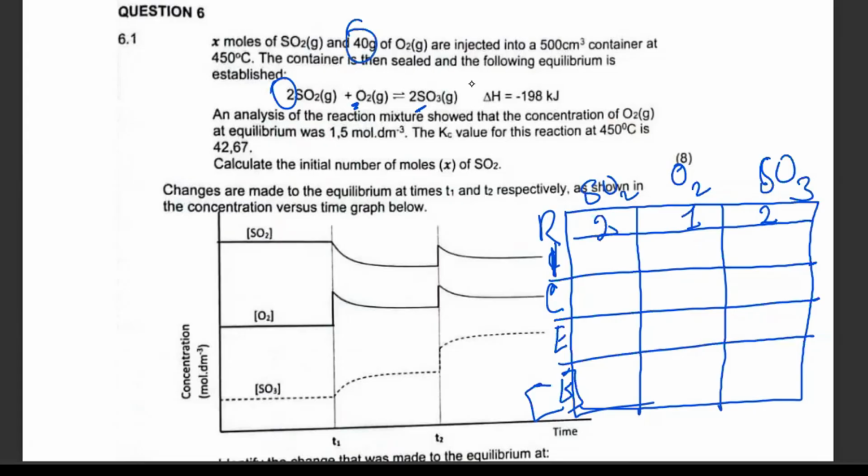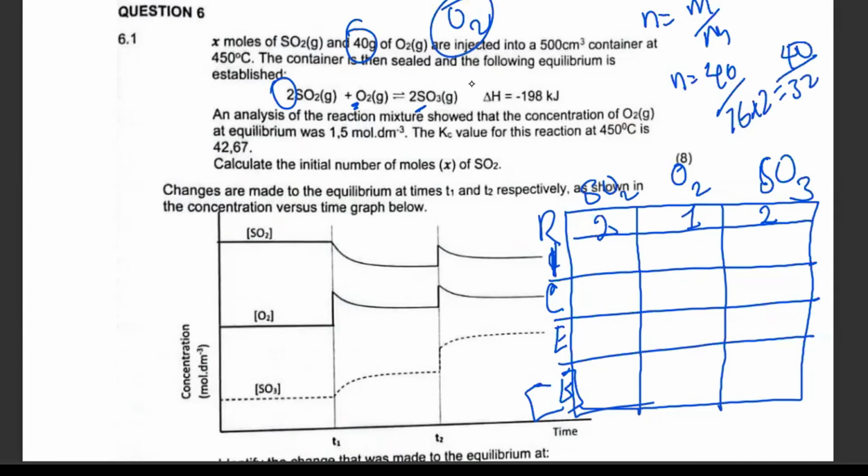Therefore, I'm going to say that number of moles is equal to mass over molar mass, whereby the number of moles of oxygen is going to be 40 out of 16 times 2, because oxygen is a diatomic molecule, is equal to 40 divided by 32, so it gives me 1.25. So at the beginning, because that's what was injected, for oxygen it is 1.25. This one is 0, because it is a product, and then X is the value which I don't know, which I'm looking for.